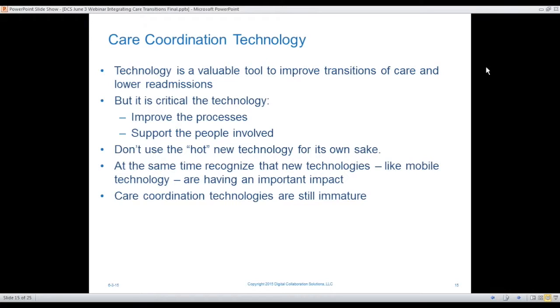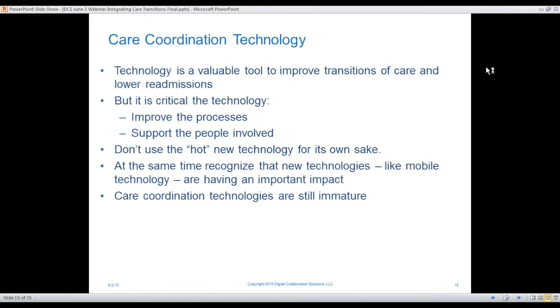Another thing is to recognize there are a lot of hot new technologies out there. We all would love to be able to do all of these things on our iWatch, but that might not be the best answer, and you don't want to use those new technologies just for their own sake. You want to say, how are these technologies going to help us? How are we going to fit them in to our approaches and our processes, and how will they ultimately address those three areas of causes of poor transitions of care?